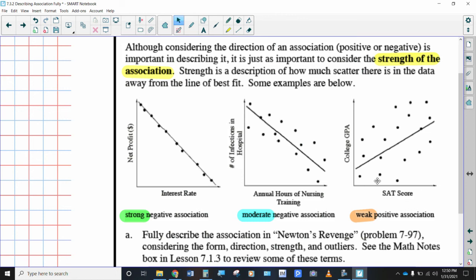And then college GPA and your SAT score. Is there an association there? Well, it appears to be positive, right? The higher your SAT score, which is a test score, the higher your grade point average tends to be. But it's a weak positive association because there are so many other things that influence your grade point average.